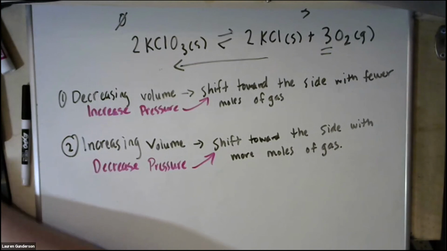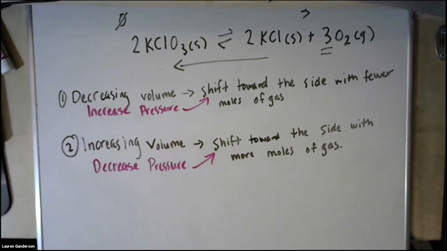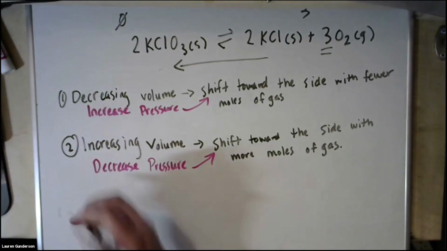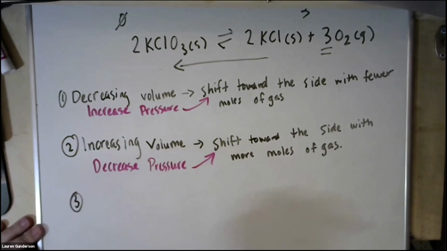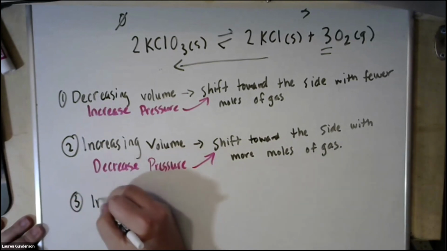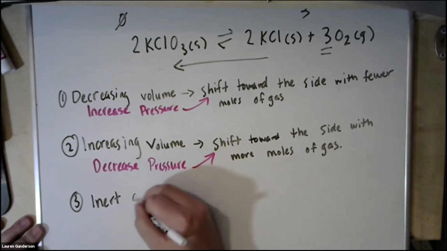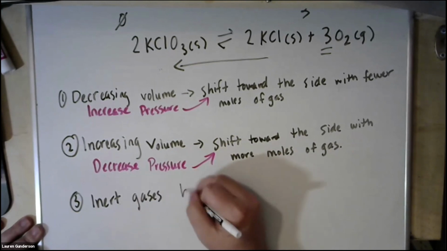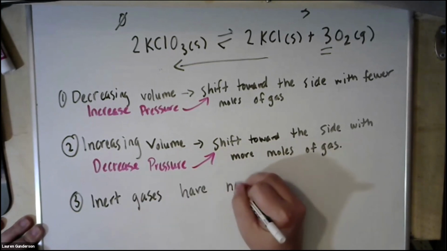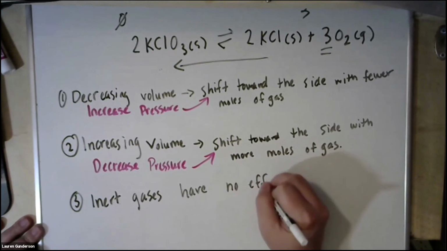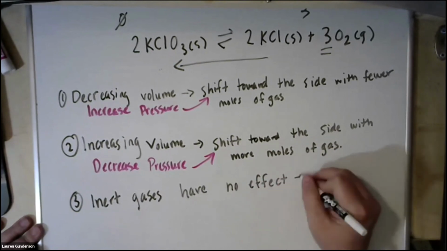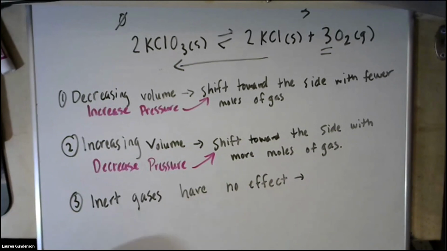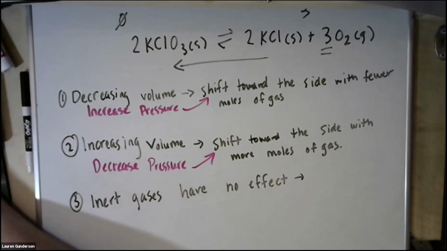The last part of that question says, what effect would adding an inert gas have at constant volume? Adding an inert gas has no effect on equilibrium. And when you're talking about an inert gas, you're talking about things like argon, neon, your noble gases. So hopefully that makes sense.